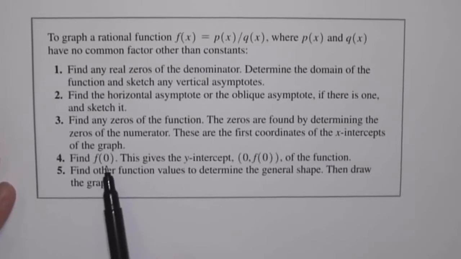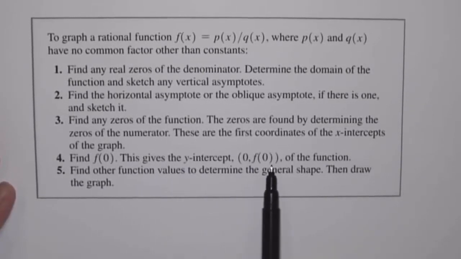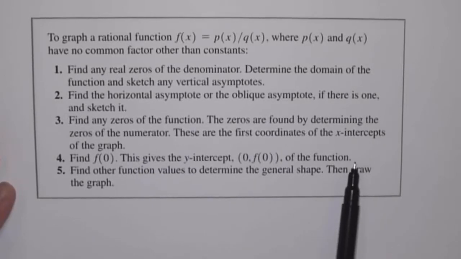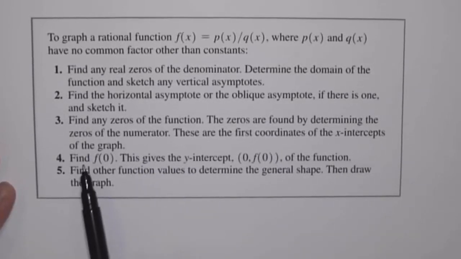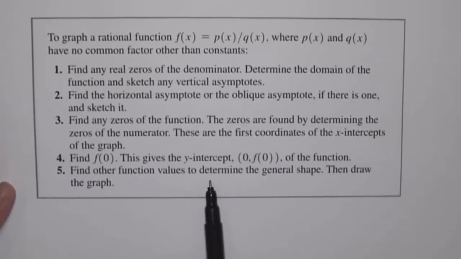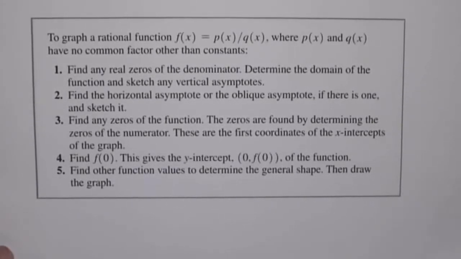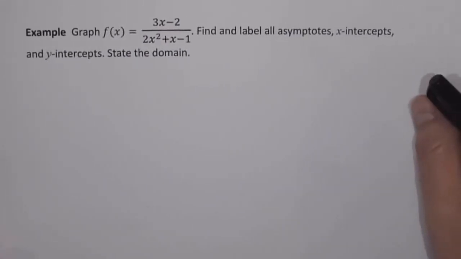4. Find f of 0. This gives us the y-intercept, which will be the point 0, f of 0 of the function. So now we found the y-intercept. And 5, we're going to find other function values to determine the general shape, then draw the graph. So this is going to be our general strategy for graphing rational functions. Let's look at an example.